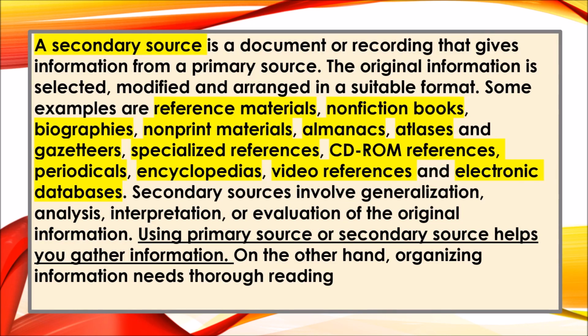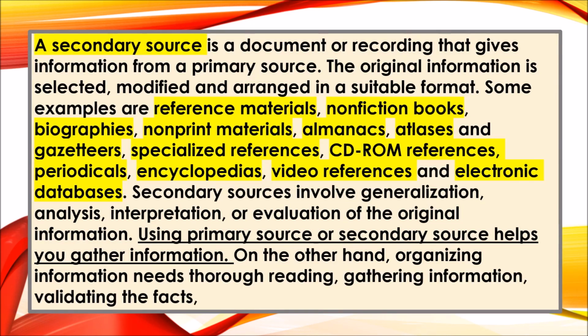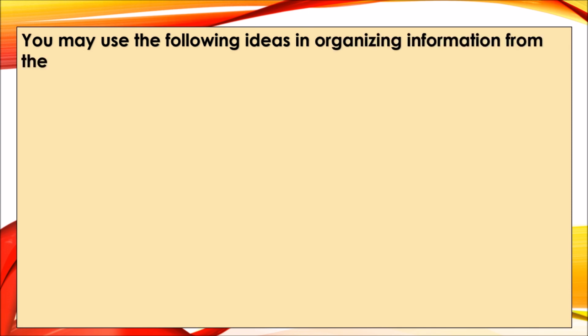Using primary or secondary sources helps you gather information. On the other hand, organizing information needs thorough reading, gathering information, validating the facts, and writing comprehensively. You may use the following ideas in organizing information from the secondary sources.